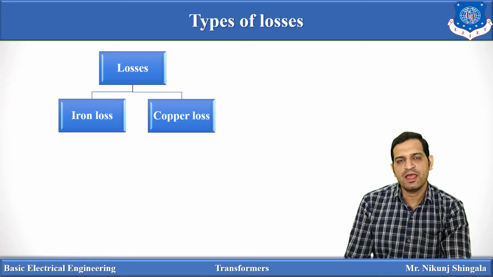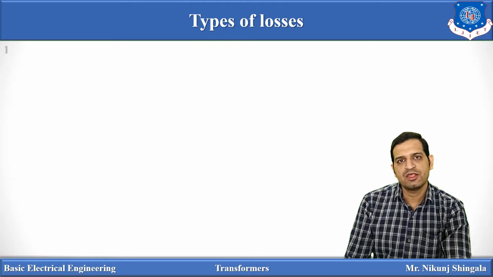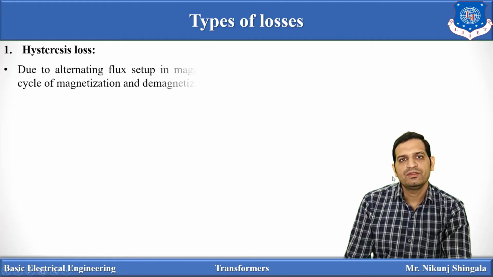Now iron losses, as you know, are further classified into two parts, that is hysteresis loss and eddy current loss. So let us start with the hysteresis loss first. We have already studied the magnetic curve, the BH curve, that is the magnetization curve, and that loop is nothing but the hysteresis curve. Because of the magnetization of the material, there are losses taking place in the material. So that loss is nothing but the hysteresis loss.